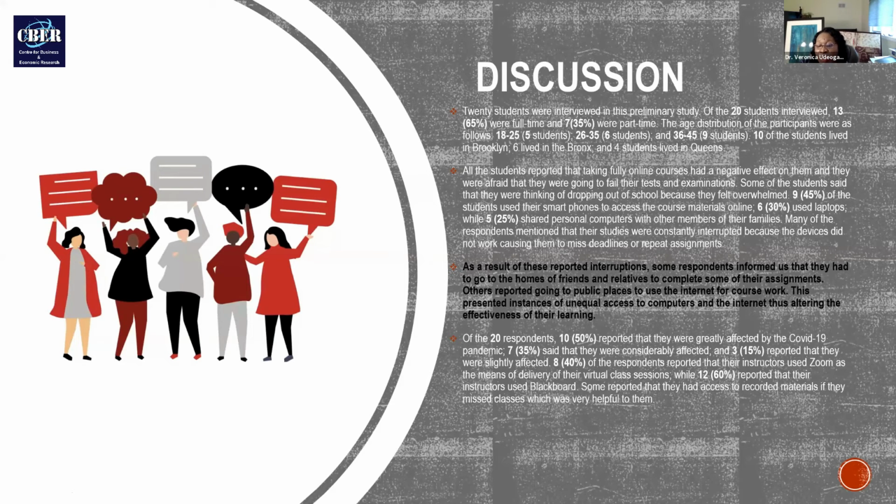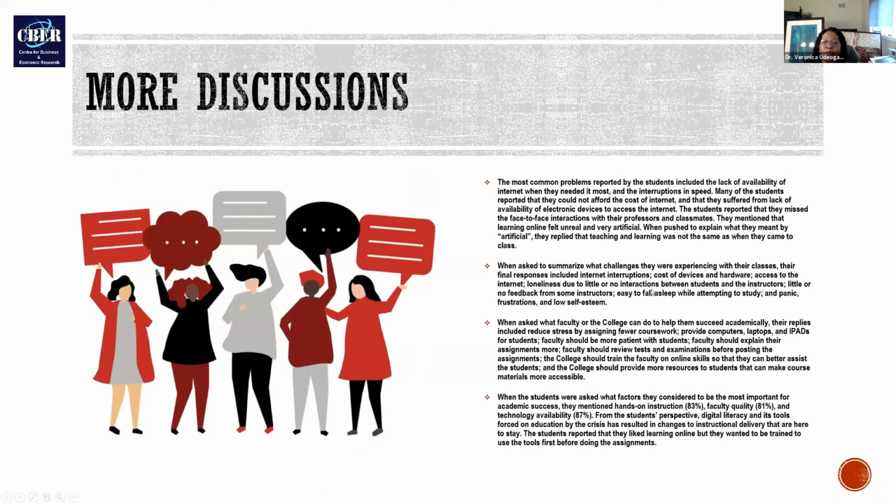8 of the students reported that their instructors used Zoom as the means of delivery of their virtual class sessions, while 12 reported that their instructors used Blackboard. Some reported that they had access to recorded materials if they missed classes, which was very helpful. So the bottom line is that the most common problems reported by the students included lack of availability of internet when they needed it most, and the interruptions in speed. Many of the students reported that they could not afford the costs of the internet, so they were always having interruptions, and they suffered from lack of availability of electronic devices to access the internet.